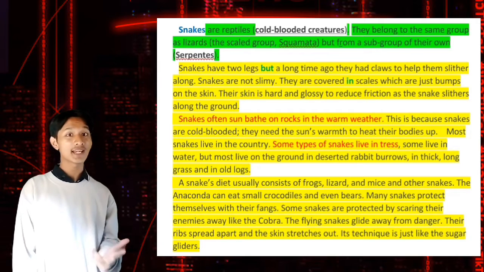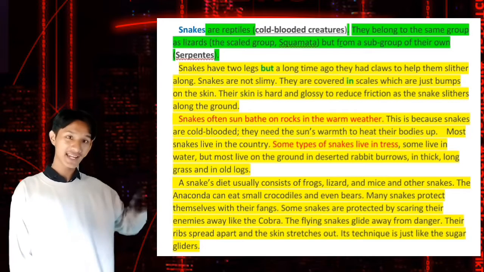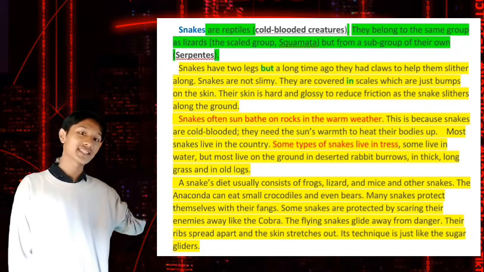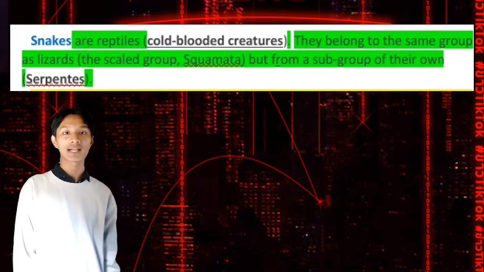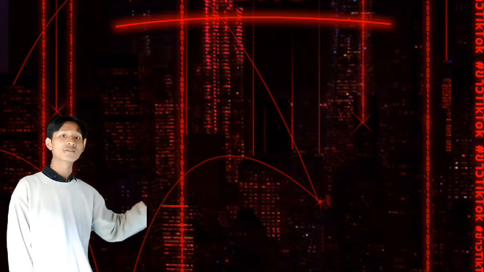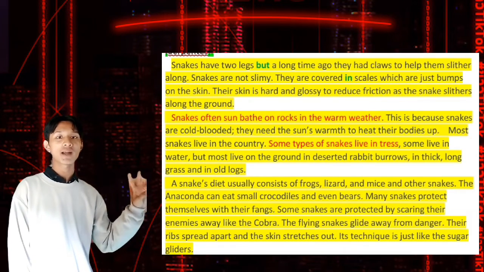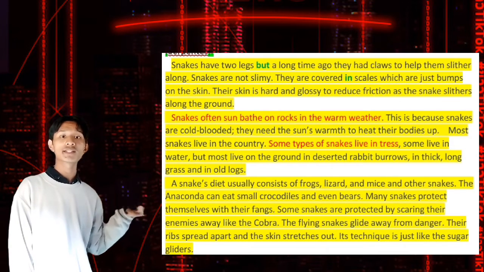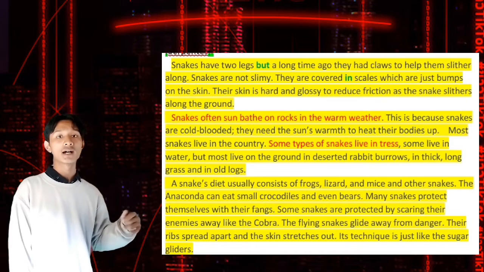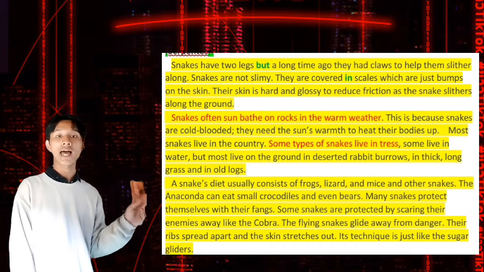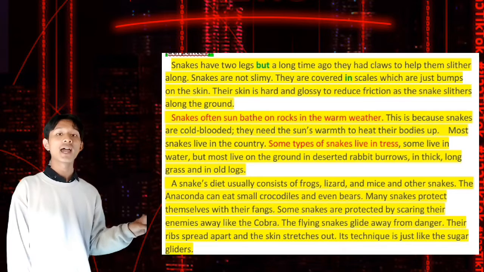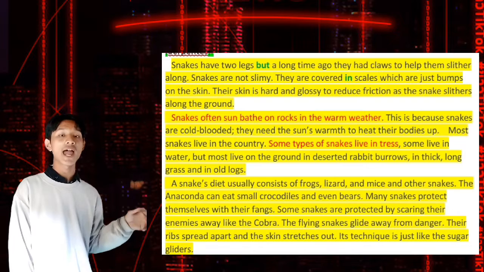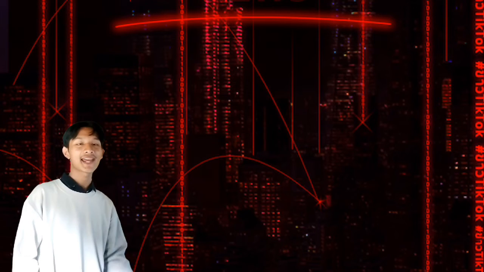Do you know where the general classification of this text is? Yes, it's true. The general classification of this text is in the first paragraph. And we can see that the second, third, and fourth paragraphs are about description. It is because these paragraphs describe snakes: where the snakes live, the habitat of snakes, kinds of snakes, and then how the snakes protect themselves, etc. Okay, go on to the next.